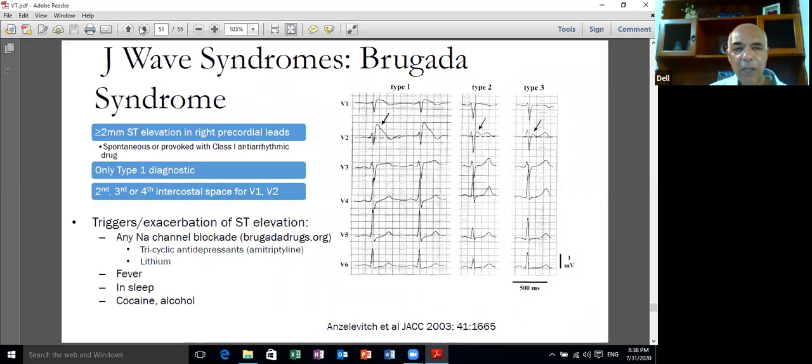Now we go to the J-wave syndromes. Brugada syndrome comes in 3 flavors. Type 1 is characterized by ST elevation with a ski slope. Look at this arrow, the ski slope of the ST segment followed by an inverted T wave in 2 of the 3 right precordial leads, V1, V2, and V3. This is type 1 according to the Heart Rhythm Association. This by itself is sufficient to diagnose Brugada syndrome.